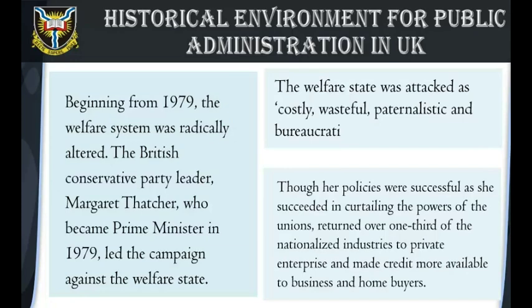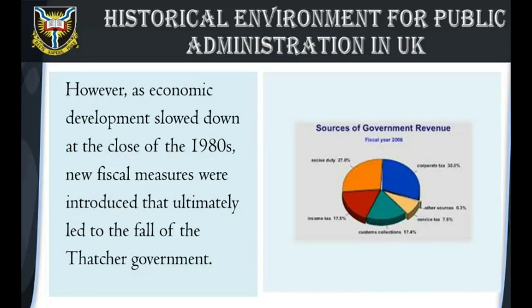Beginning from 1979, the welfare system was radically altered. The British Conservative Party leader, Margaret Thatcher, who became Prime Minister in 1979, led the campaign against the welfare state. The welfare state was attacked as costly, wasteful, paternalistic, and bureaucratic, and her policies were successful as she succeeded in curtailing the powers of the unions, returned over one-third of the nationalized industries to private enterprise, and made credit more available to business and home buyers. However, as economic development slowed down at the close of the 1980s, new fiscal measures were introduced that ultimately led to the fall of the Thatcher government.